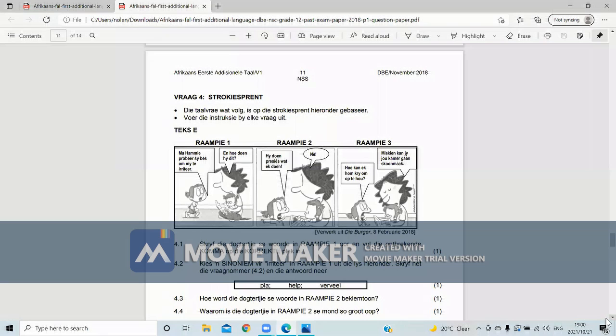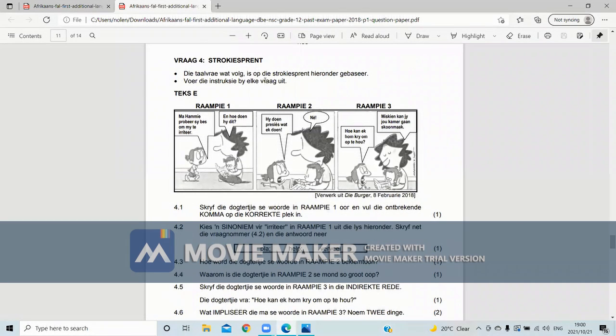Okay, the next one is strokiesprent. So we have a little cartoon. So frame 1, 2, and 3. Frame 1, Ma, Hammy probeer sy best om my te irriteer. So this little kid is saying, Mom, Hammy is trying his best to irritate me. And then Mom says, en hoe doen hy dit? And how is he doing that? And then she says, he's doing exactly what I do.